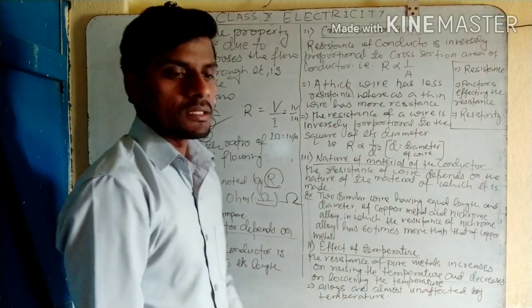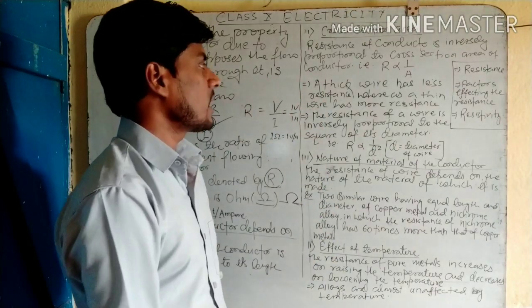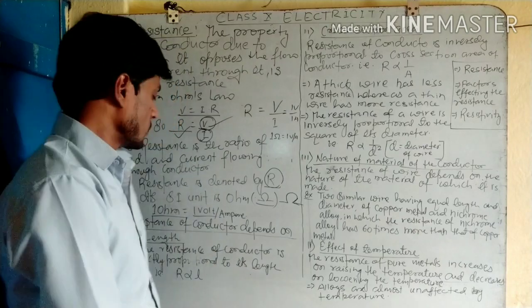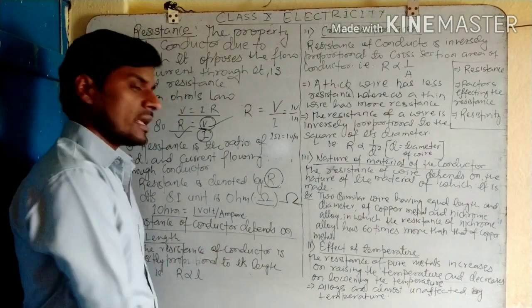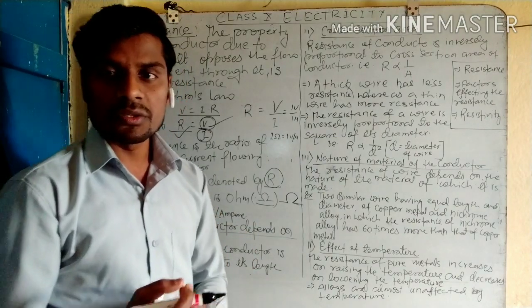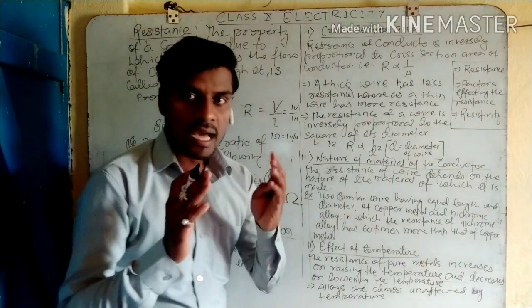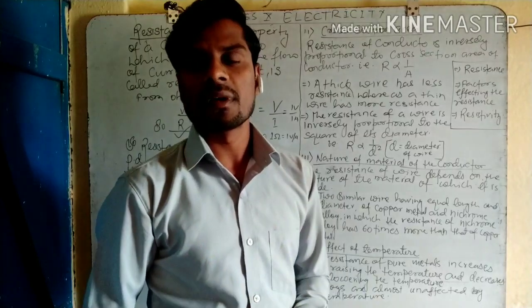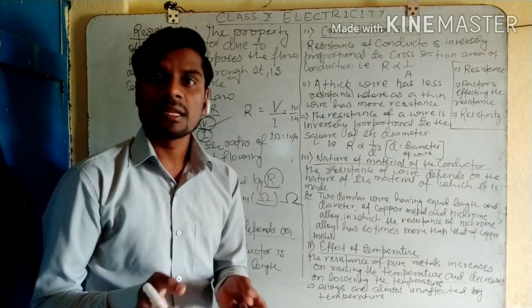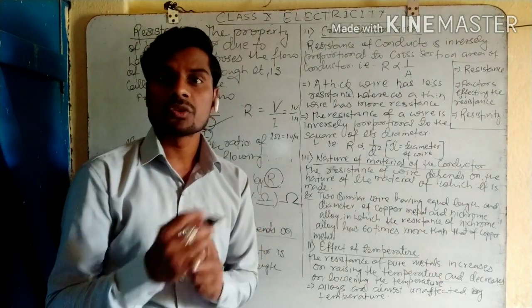Some factors affect the resistance. What are the factors? They are length, cross-section area, nature of the material, and temperature. Let's take them one by one. Length: the resistance of a conductor is directly proportional to the length of the conductor. That means if a wire has a long length, it has more resistance compared to a wire with a short length.